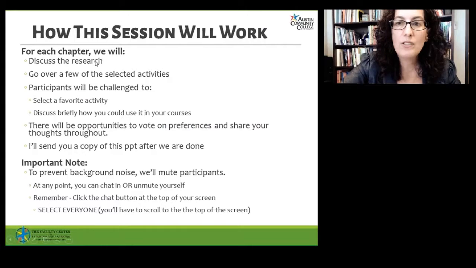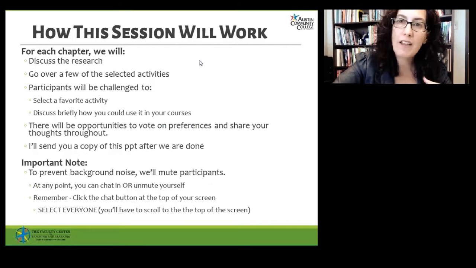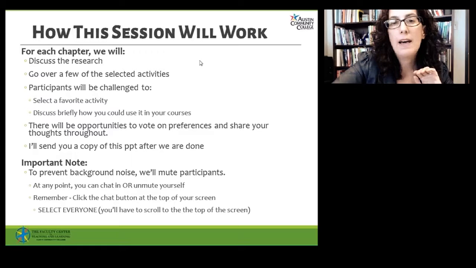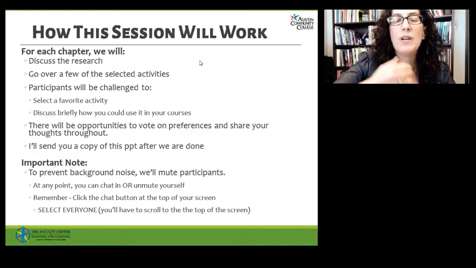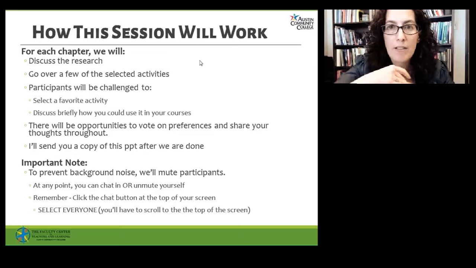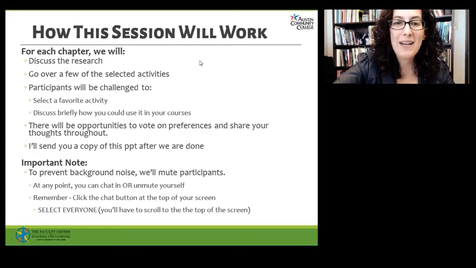The way this session works is the book is really organized beautifully for this, so I just follow it as a guide. We start with the research in each chapter. I give you some best practices. We will then go over a few of the selected activities, and you are going to pick a favorite activity and then briefly discuss how you would use it in your class. So you will be voting and reflecting throughout this process, so hopefully we'll keep it really engaged.